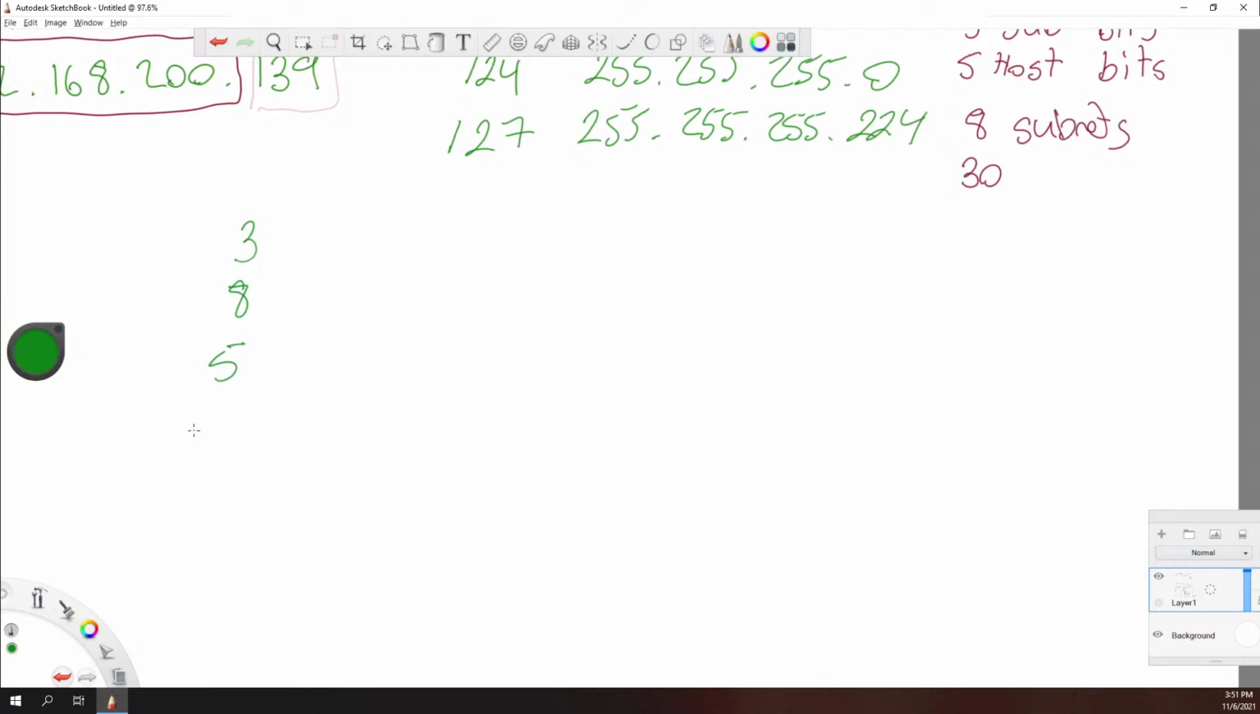And then we know the usable hosts per subnet is going to be 30 because we already talked about that, 2 to the n minus 2. We lose 2 addresses, one for the broadcast and one for the network portion. So we have our 139, and it's basically saying now that the network portion of this is going to be, we're going to copy out those first 3 octets because they don't budge. So 192, 168, 200.128.